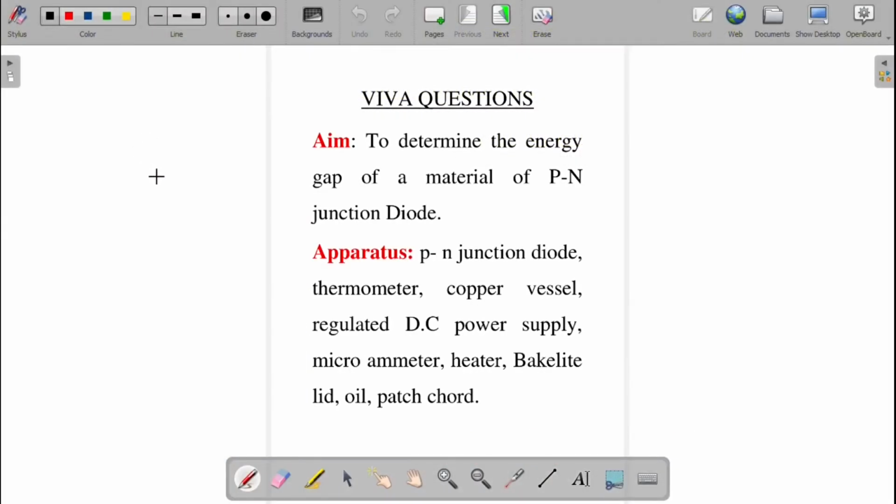Students, in this video we are going to discuss Viva questions and answers for the energy gap of a semiconductor diode.